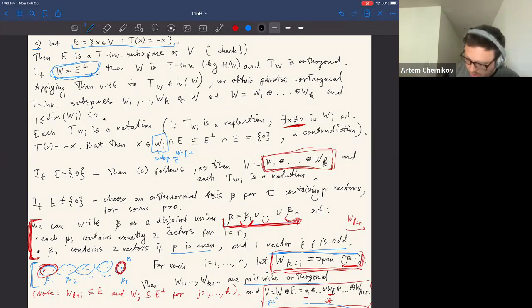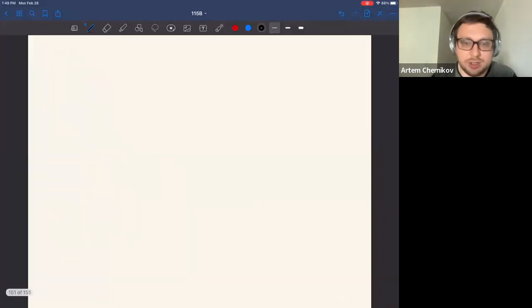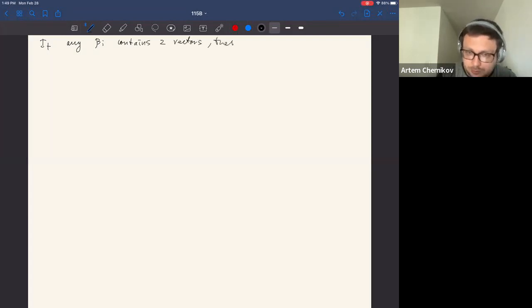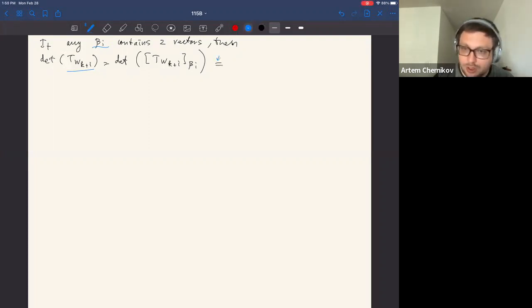All right. So anyways, we have V decomposed into the direct sum like this. Now we want to conclude. If any beta i contains two vectors, then we can look at the determinant of T restricted to the corresponding subspace. Beta i is the basis for this subspace. Then the determinant is going to be the matrix representing this restriction with respect to the basis beta i.